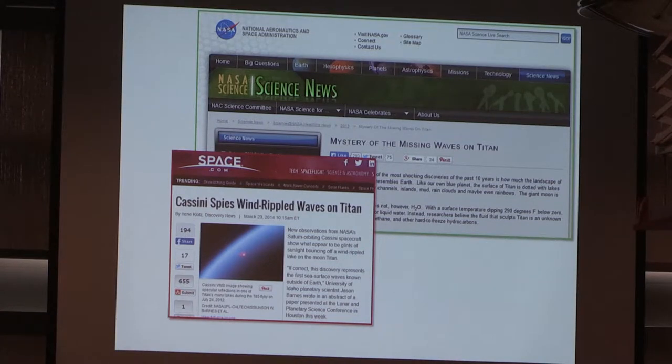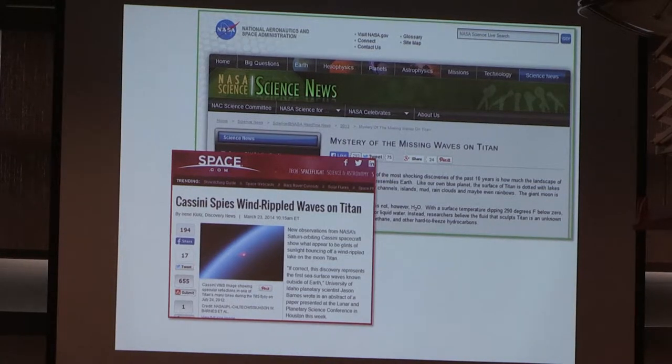some months ago, maybe a year or two ago. This was the mystery of the missing waves on Titan. And so the missing waves on Titan was, we know that there are oceans on Titan, we know that there is wind on Titan, and so we know, because we understand the principles of fluid mechanics, that there should be waves on those oceans, and they weren't observed, and we couldn't see them. And then sometime later, it was a great discovery. Cassini, the wonderful mission that is currently doing wonders around the moons of Saturn, Cassini spies wind-rippled waves on Titan.